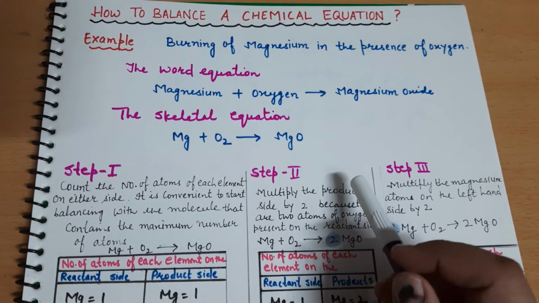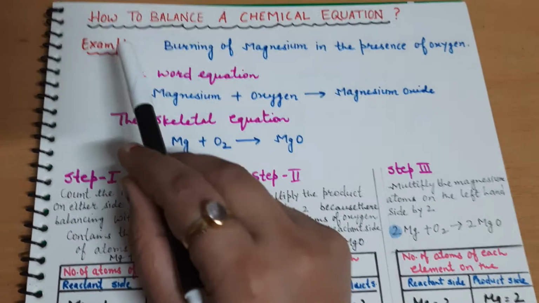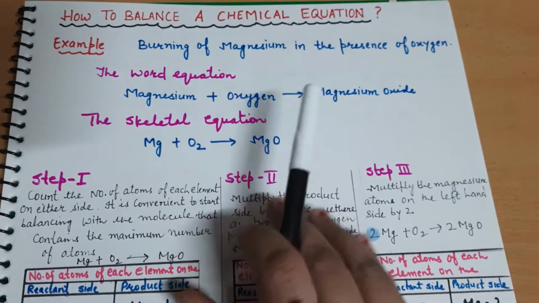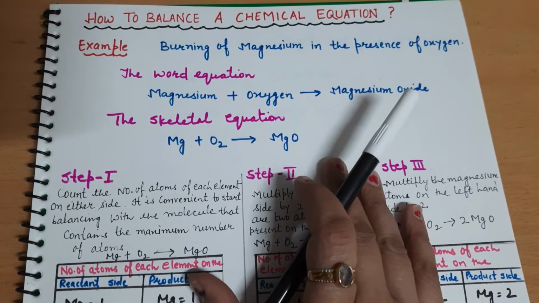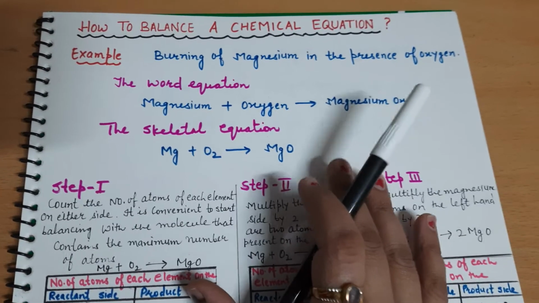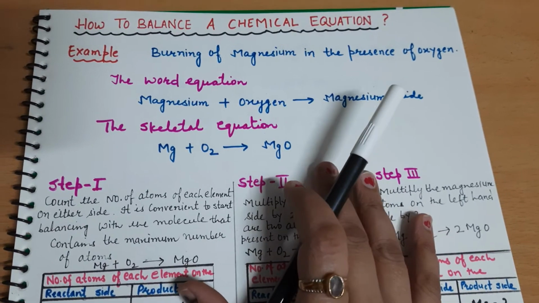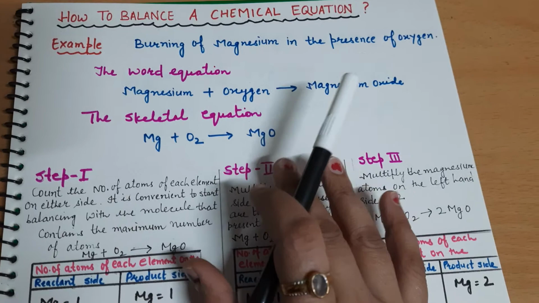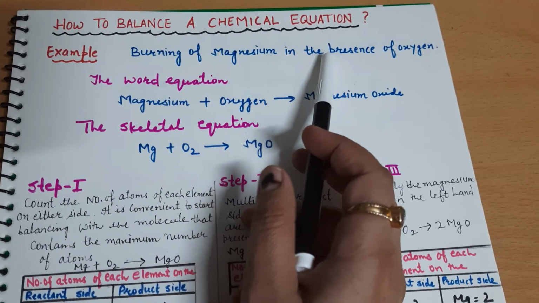Hello students. Today we will discuss how to balance a chemical equation. I am going to explain how to balance a chemical equation with an example. Okay. Here I am taking the example of burning of magnesium in the presence of oxygen.